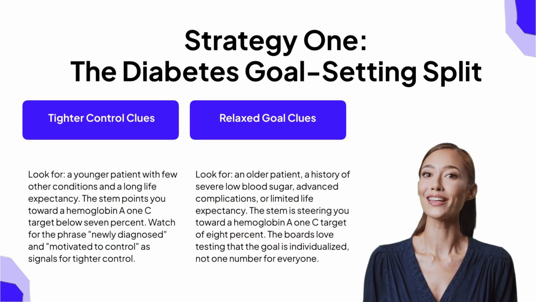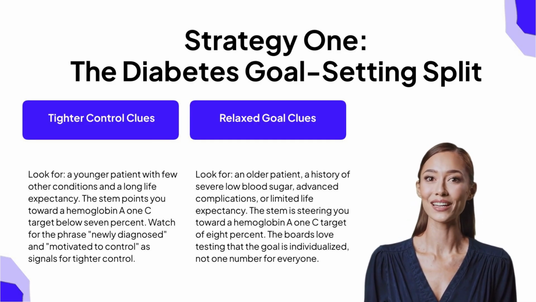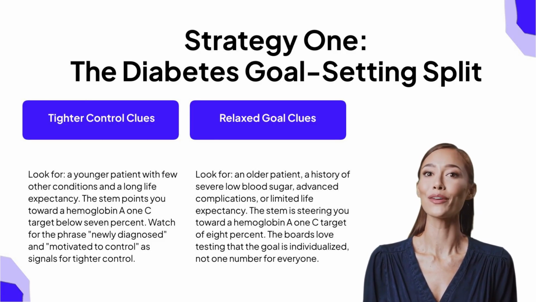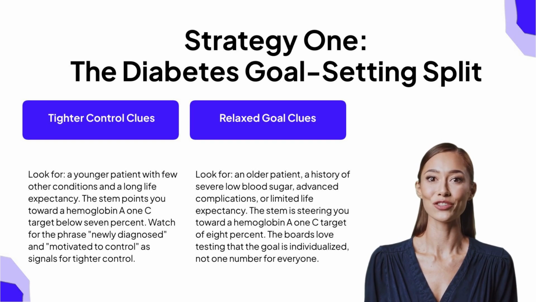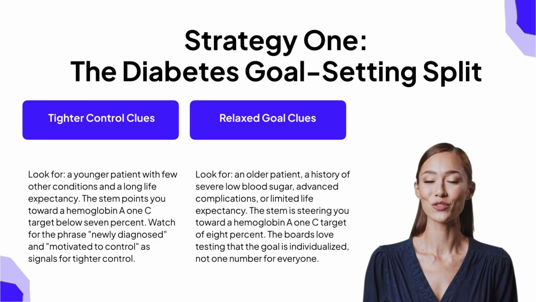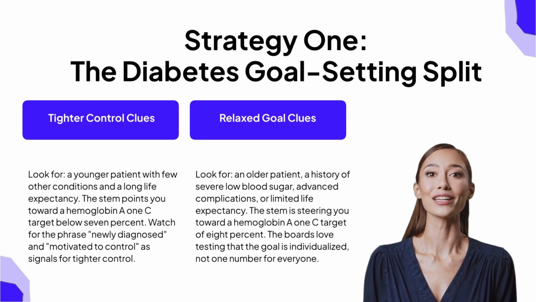Our first strategy is the diabetes goal-setting split. When you see a diabetes question, before you pick a number, ask who this patient is. The exam wants you to match the hemoglobin A1C goal to the patient in front of you. A younger patient with few other problems and a long life ahead points toward tighter control, with a goal below 7%. An older patient, someone with a history of dangerously low blood sugar, advanced complications, or limited life expectancy points toward a looser goal around 8%. The trap is choosing one fixed number for everyone. Read the patient first, then set the goal.